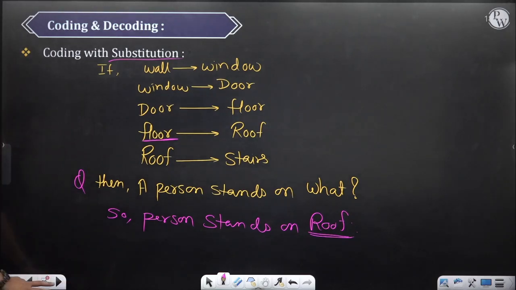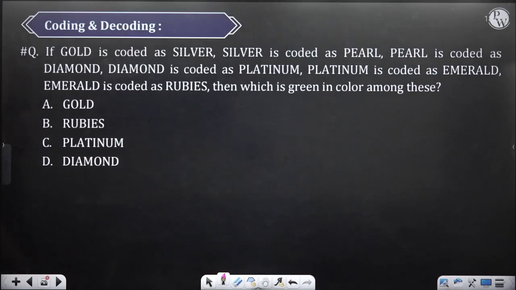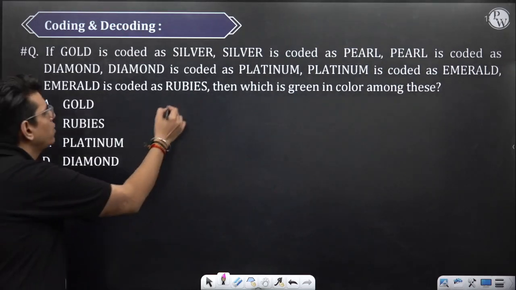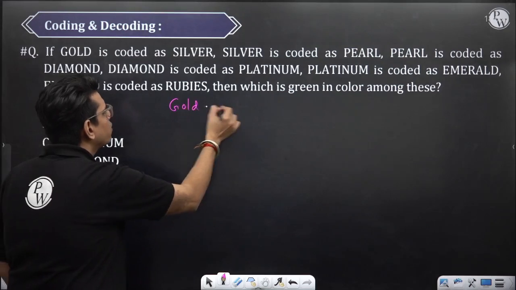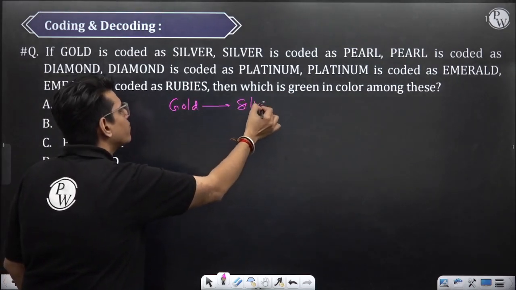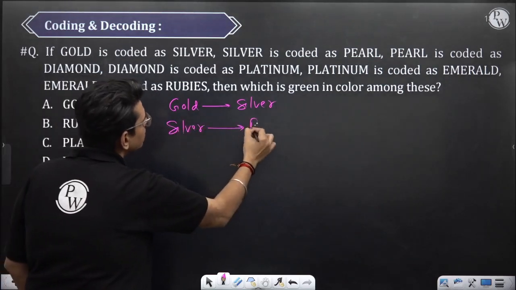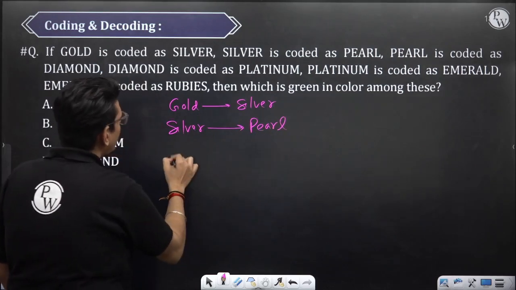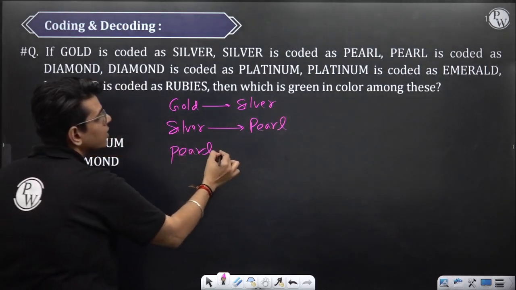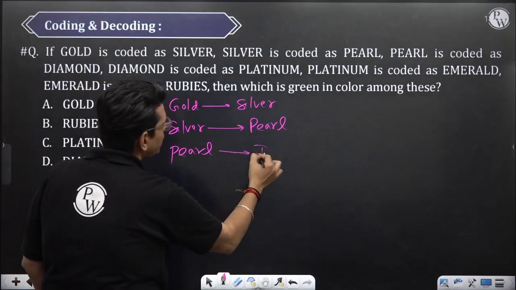Now let's look at some of the examples from substitution coding. The first one is, if gold is coded as silver, silver is coded as pearl, and pearl is coded as diamond.